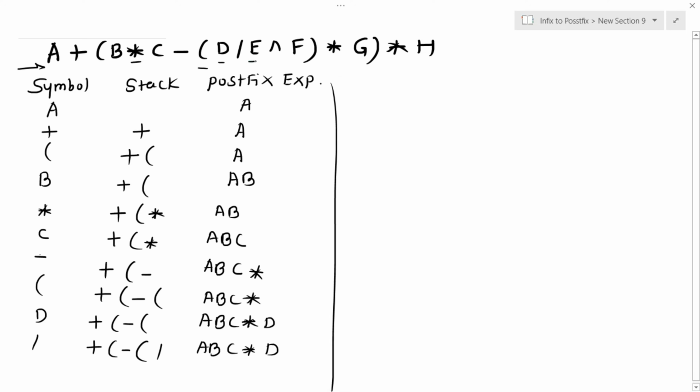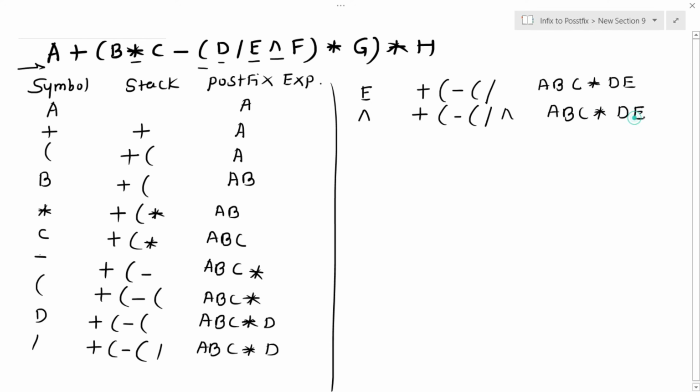Okay, now the next symbol is E. E is an operand. In the stack we have plus, left parenthesis, minus, left parenthesis, division. E goes to the postfix expression, so the expression is ABC multiplication D E. Okay, the next symbol is the exponential operator. The exponential operator goes into the stack, so here division and exponential. As the exponential operator has higher priority than division, both can stay together in the stack. Now our expression is ABC multiplication DE.